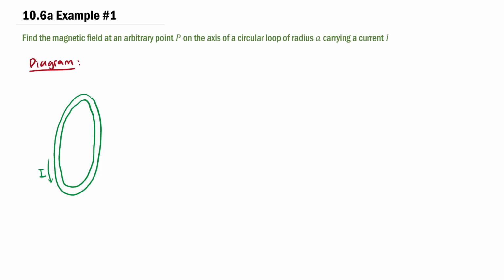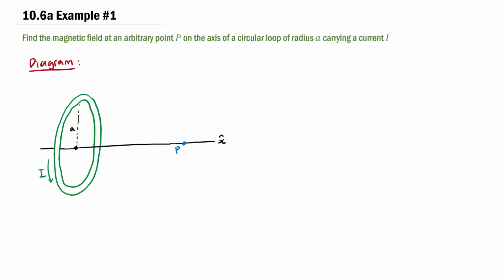I am going to need an axis, and usually that axis is going to just come straight out, the center of that loop. So I'm going to call this the x direction. And what else are we given? We are given that the radius of this loop is A. Let's call this A. We also know that there's a point P. So we'll put a point P here. That's an arbitrary point. So we have our I, we have our A, and we have our P.